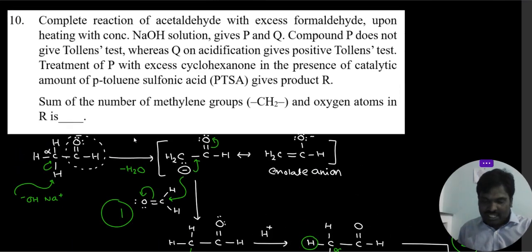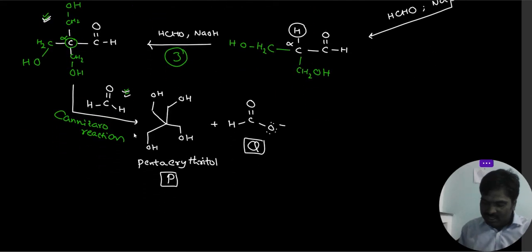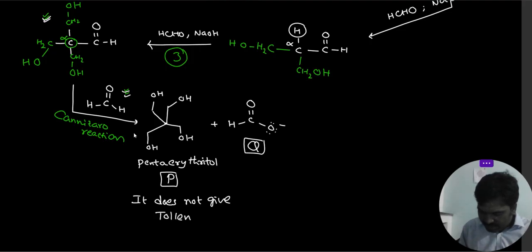Now P does not give Tollens test. Is it right or not? P does not give Tollens test because Tollens test means which one? Aliphatic and aromatic aldehydes can be involved in Tollens test. But here, is any aldehyde group there? No. That's why it does not give Tollens test. Understood everyone? Now coming to Q.